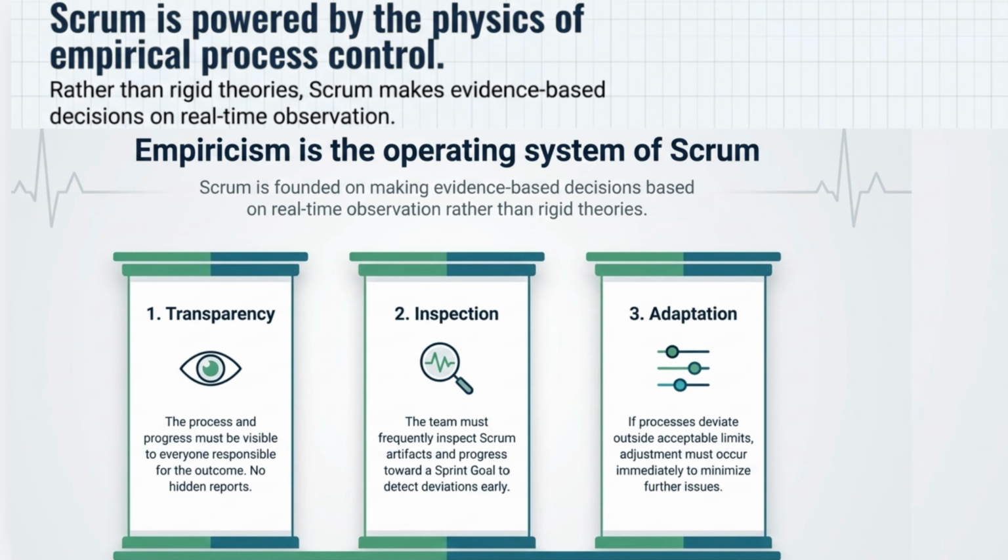First up is transparency. The process and the progress absolutely must be visible to everyone responsible for the outcome. No hidden reports, no secret silos, everything is right out in the open. Second is inspection. The team has to frequently check the Scrum artifacts and their progress toward the sprint goal, mainly so they can spot deviations early on. And third, adaptation. If during that inspection you realize things are drifting outside of acceptable limits, you have to adjust immediately. Not next month, not at the end of the project, immediately, so you minimize any further issues.